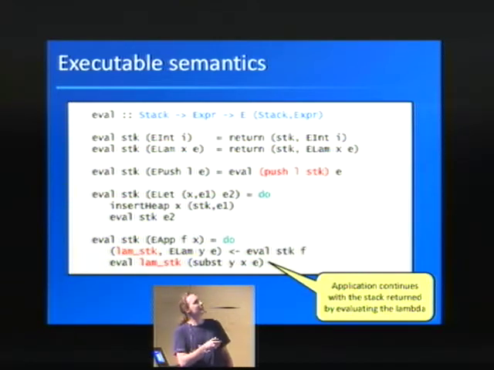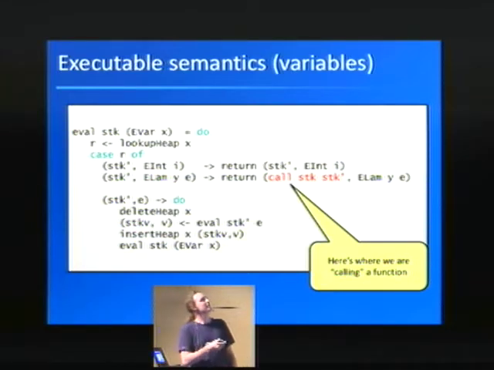Right, application. We need to first evaluate the function, that's the left-hand side of the application. That will return a lambda, I hope, if it's typed correctly, and a stack. And this stack is going to be the stack that we make the function call in. And to make the function call, we need to substitute, well, we have a variable here because it's A-normal form. So substitute x for the y from the lambda expression in the body of the lambda expression, and then continue evaluating. So there's nothing unusual about this semantics. It's straightforward, lazy evaluation semantics, except that we're maintaining stacks as we go along.